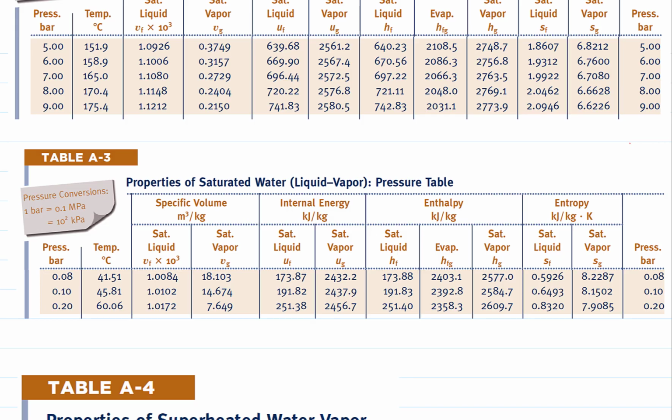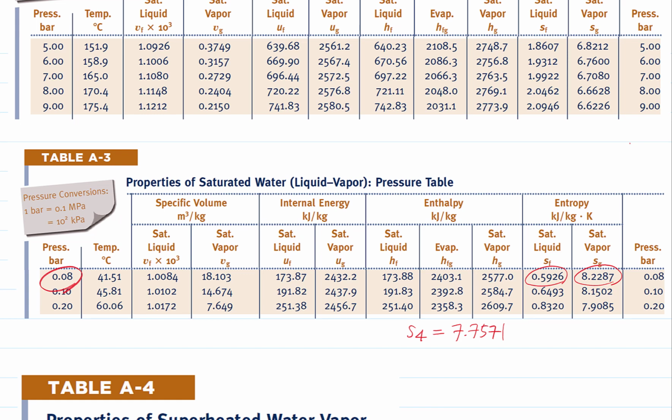So see table A3 for saturated water. At pressure 0.08 bar or 0.008 megapascal. Entropy for saturated liquid, entropy for saturated vapor. S4 is 7.7571, which sits between these two numbers. So we know that it is saturated water.